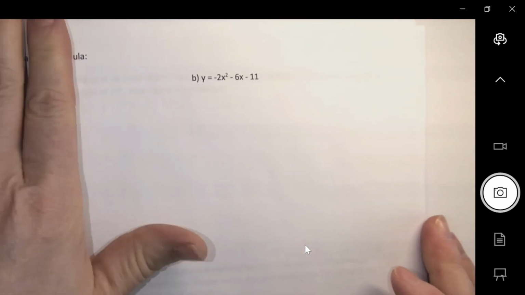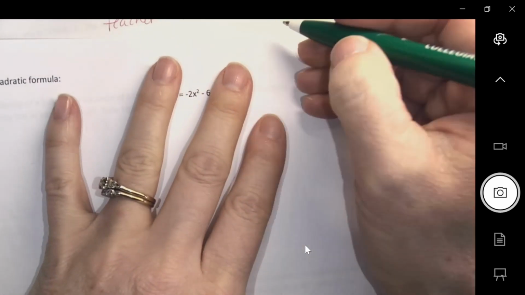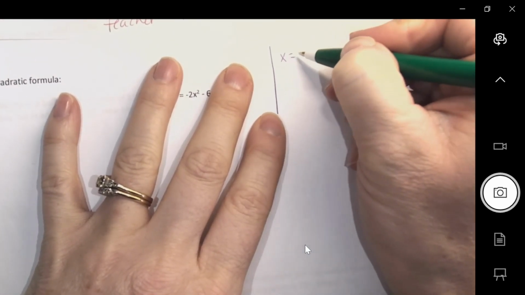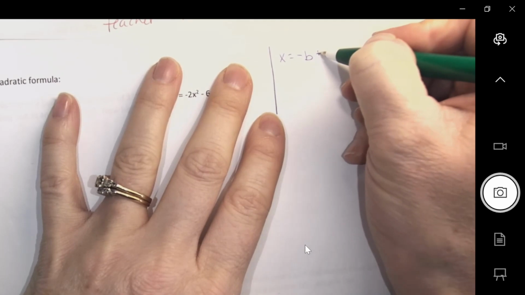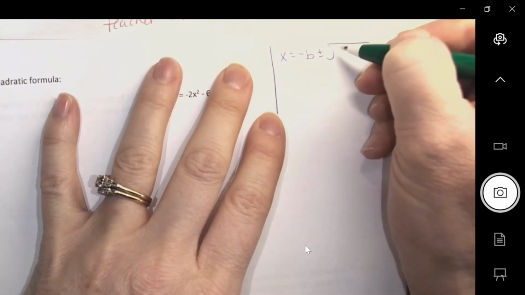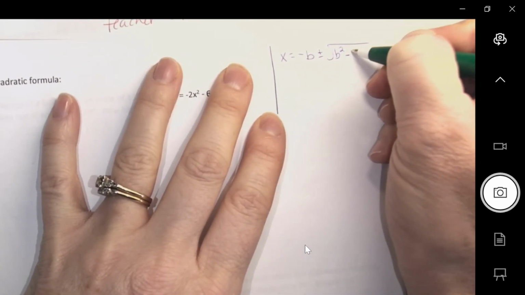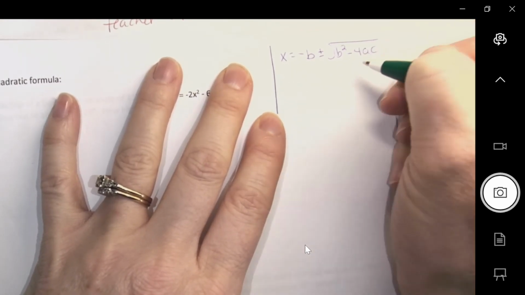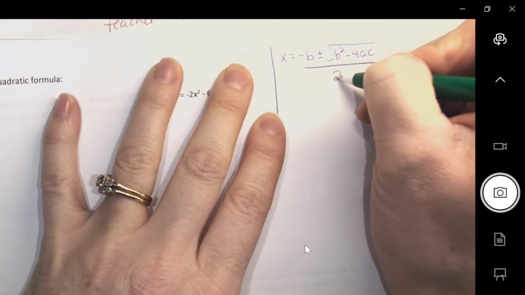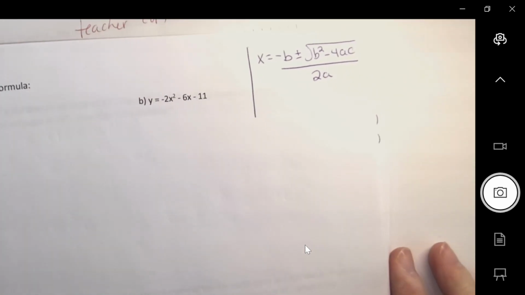So here we go. Number 7 is solve with the quadratic formula. This will be on your formula sheet. So everybody will find a formula sheet on your table. And you're going to go x equals negative b plus minus the square root of b squared minus 4ac all over 2a.